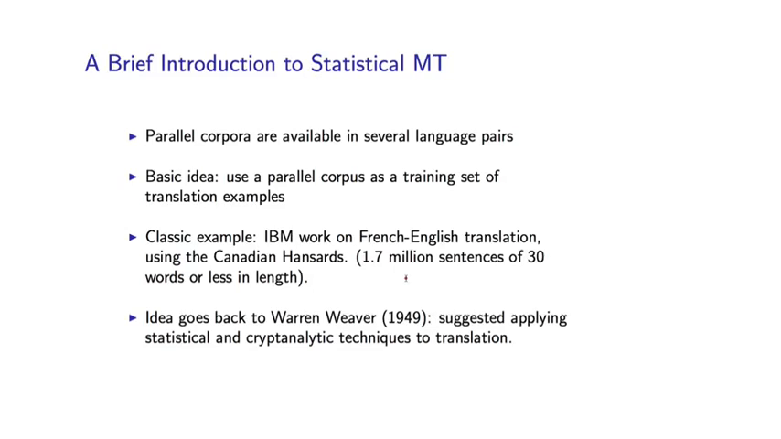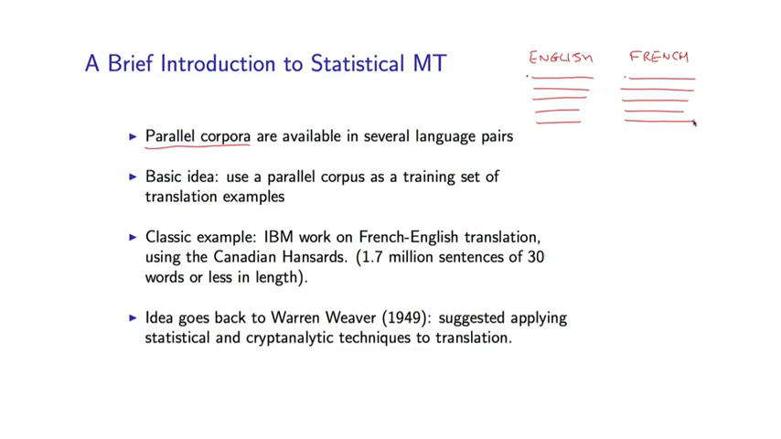A key observation is that so-called parallel corpora are available in many language pairs. So a parallel corpus, let's say for English and French, consists of a set of example translations. Each element of the corpus is an English sentence paired with some French sentence. So we have sentence pairs where each of these sentences in English has the associated translation in French.